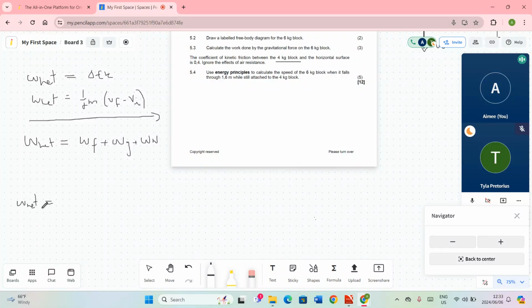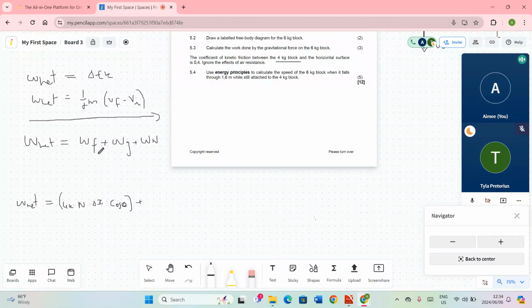is equal to what is going to be our formula for our frictional force? Okay, well, frictional force is equal to mu k, your kinetic friction coefficient, multiplied by normal force, multiplied by change in x, multiplied by cos theta. Okay, so that's the work done by friction.